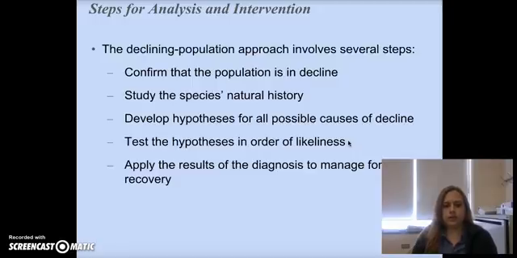First you actually have to confirm that the population is in fact in decline. You then need to study the species' natural history. So you need to know, where does it live, what does it eat, what does it prey on, what preys upon it, and develop a hypothesis for all the possible causes of the decline. Then you want to test these hypotheses in the order of likeliness, and then apply the results to the diagnosis to manage for a recovery.